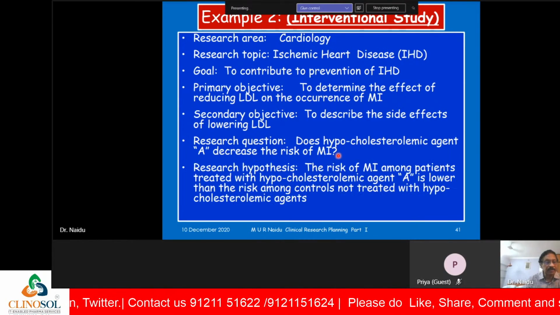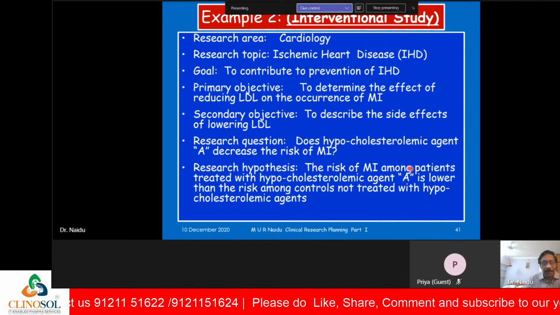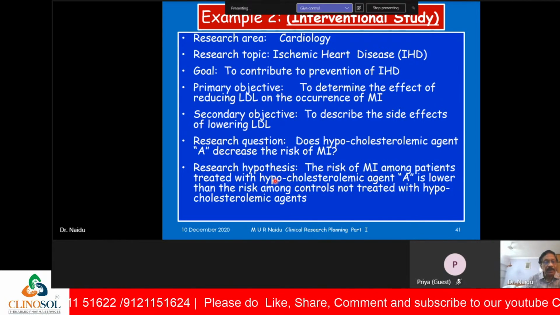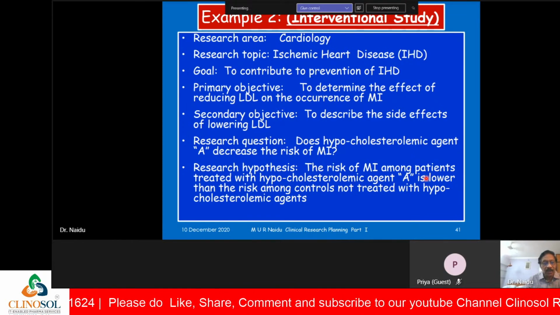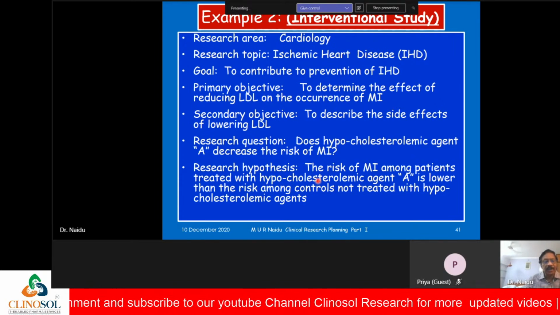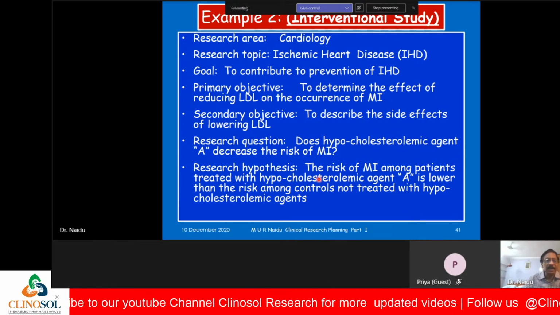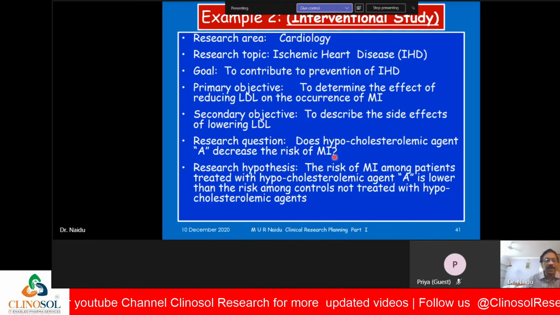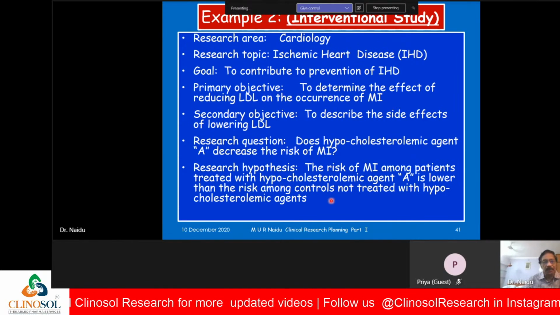This is my question. My research hypothesis is that the risk of MI among patients treated with a hypocholesterolemic agent like statin is lower than the risk among patients who are not using it. So I am comparing people who are not using statin with those who are using statin. Then I will really come to know whether statin is useful in reducing the risk of MI, and that is the interventional study you propose.